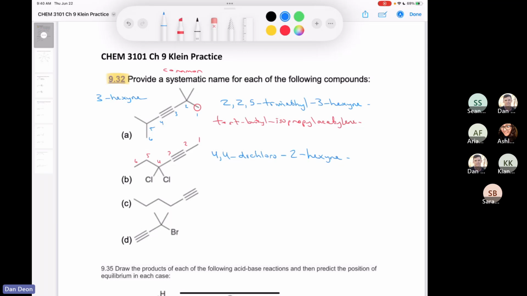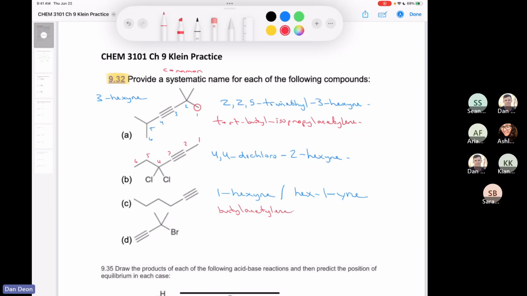That's 1-hexene. And if you called it hex-1-yne, that's also acceptable, right? That's fine. You could also give this a common name. You could call it butyl acetylene. I don't know who would do that. That's kind of weird to call it that, butyl acetylene. But I guess technically it's correct.